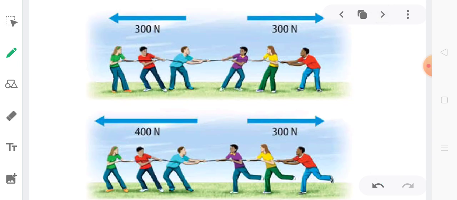So now, can you tell me which one is the balanced force and which one is the unbalanced force? In the first case, each team is applying a force of 300 Newton. In the second case, one team is applying a force of 400 Newton while the other team is applying a force of 300 Newton. So obviously the first case would be that of a balanced force because the forces are equal. In the second case, the forces are unbalanced because the forces acting on the rope are not equal.